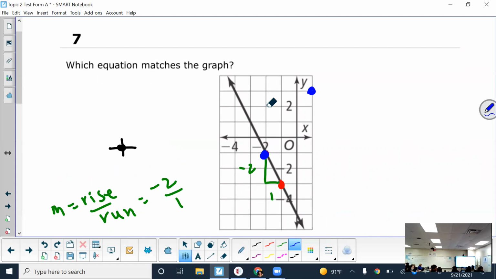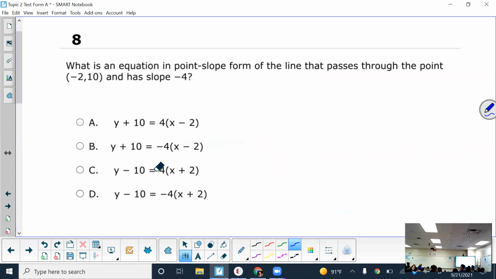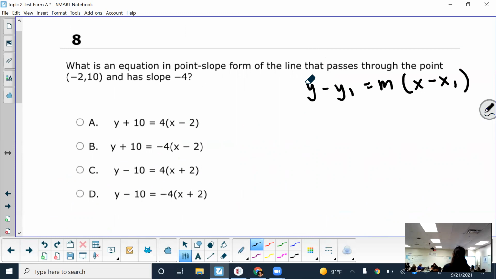Yes, Sarah? 8, okay, we'll do 8 and then 5. All right, so number 8. What is an equation in point slope form of a line that passes through the point -2, 10 and has a slope of -4? All right, so here's the formula again. y minus y1 equals m parentheses x minus x1. The point gets plugged in.